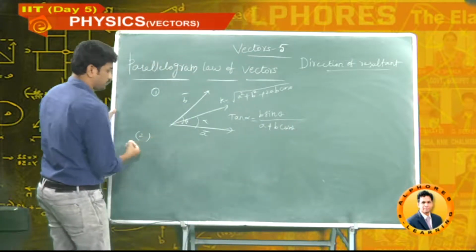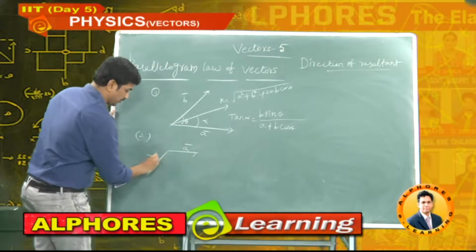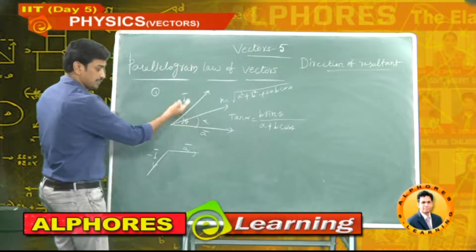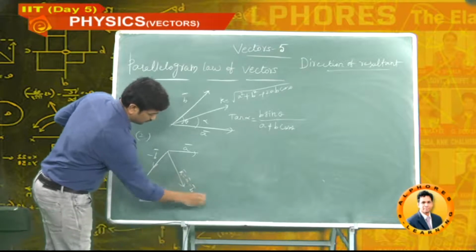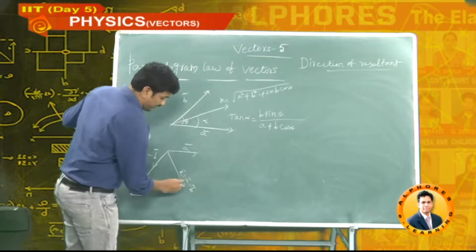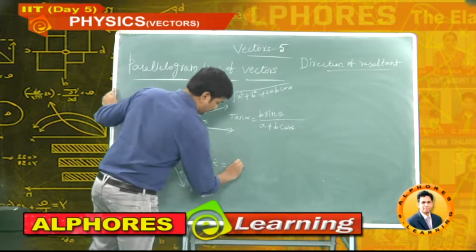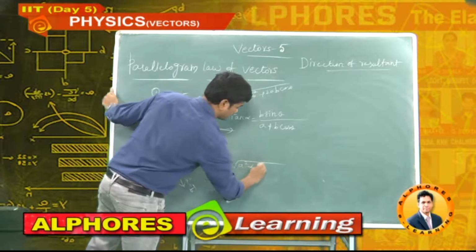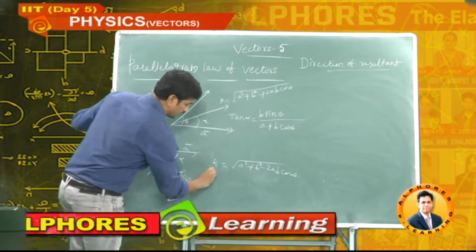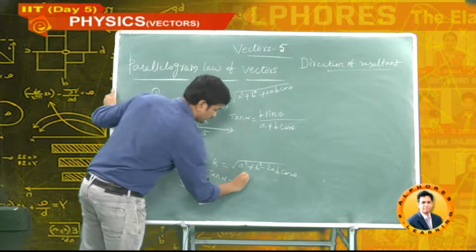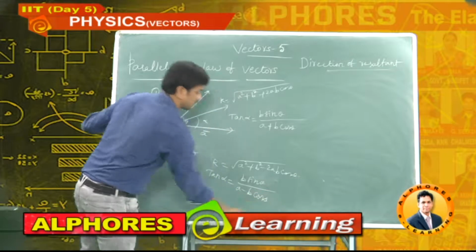Now the second possibility: this is a bar, b reversed, minus b bar. A bar and the reversed minus b bar. What about the resultant now? R bar equal to a bar minus b bar. Now the magnitude of r bar is r, under root of a square plus b square minus 2ab cos theta. What is the tan alpha now? Tan alpha is equal to b sin theta by a minus b cos theta.